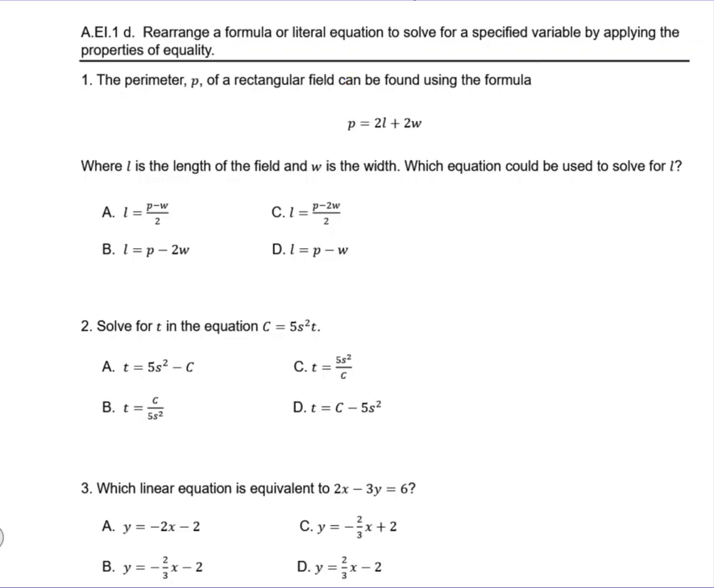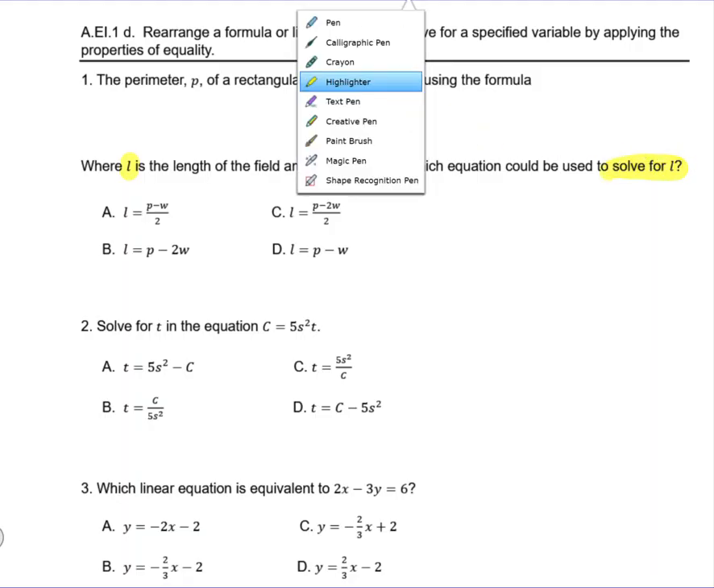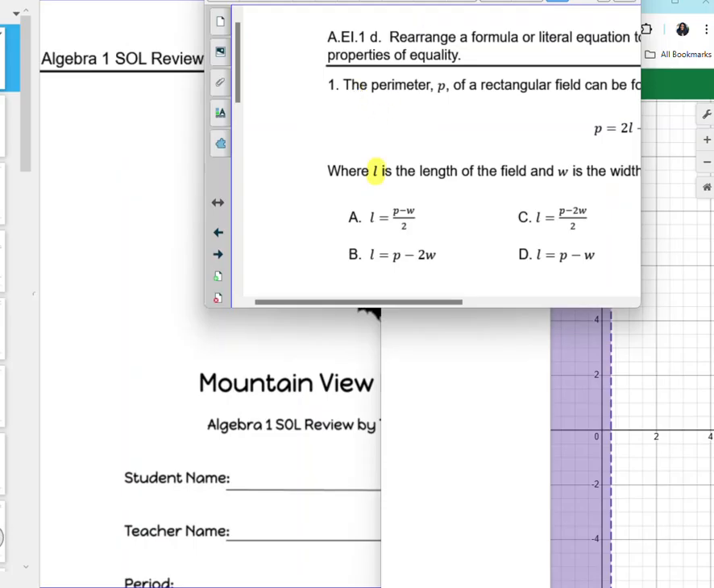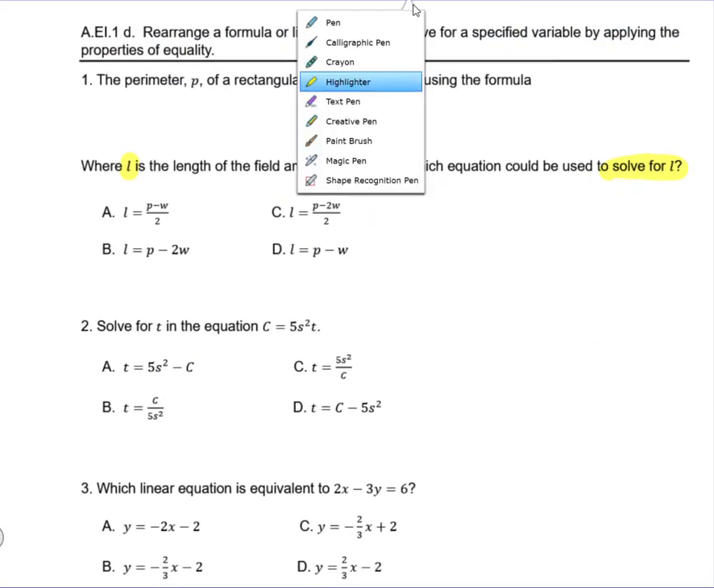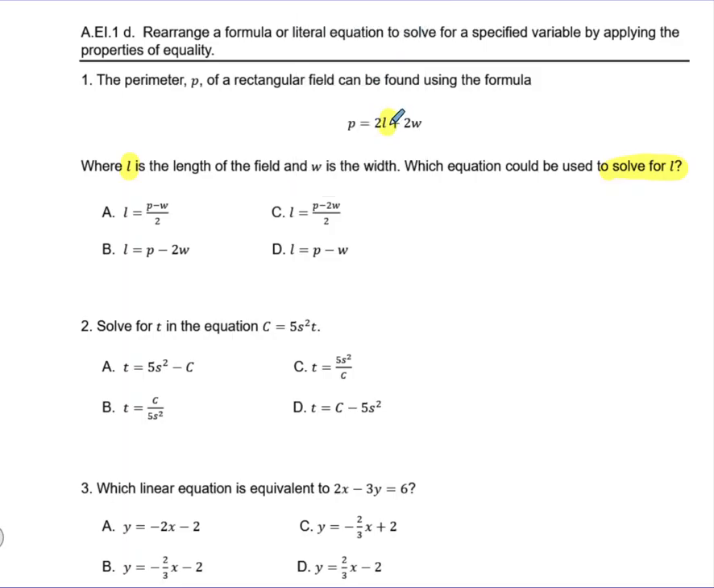So first thing is you have to see what you're solving for, it's saying the perimeter. Oh, actually this is not what it's solving for. Here's the actual problem. It says the L is the length, it says solve for L. Okay, so if you notice, the L is right here, so we just need to make sure to get this variable by itself.